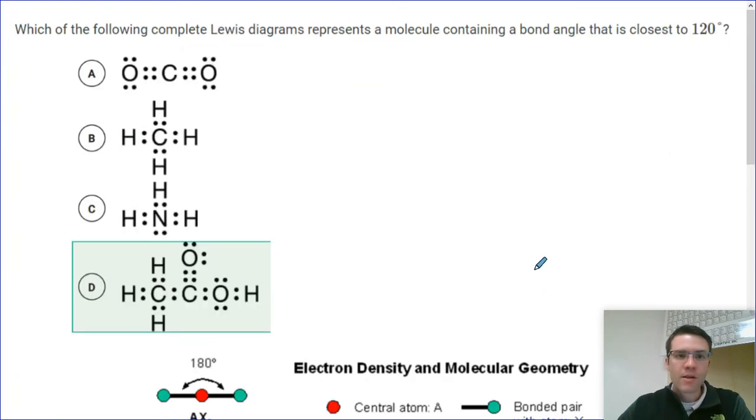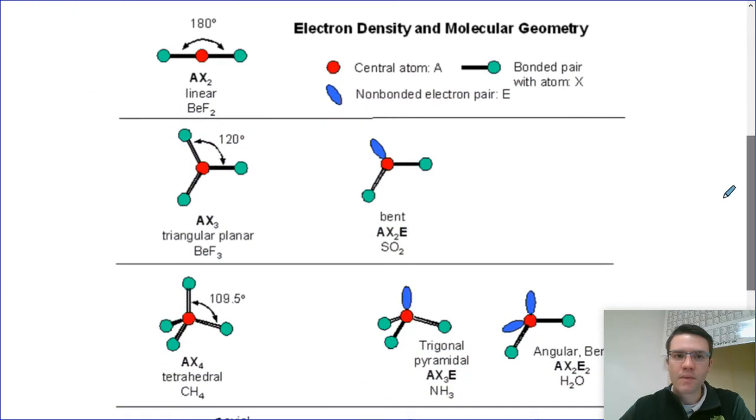Which of the following complete Lewis diagrams represents a molecule containing a bond angle that's closest to 120? You need to remember your geometries here. And your geometries, for all structures where you have a central atom with 3 things attached to it, it could be 3 atoms, or it could be 2 atoms and a lone pair electron site. This would be a lone pair. They're going to have an angle of 120. So that's what we're looking for up here.